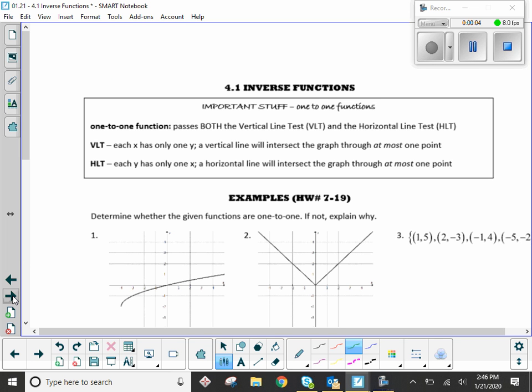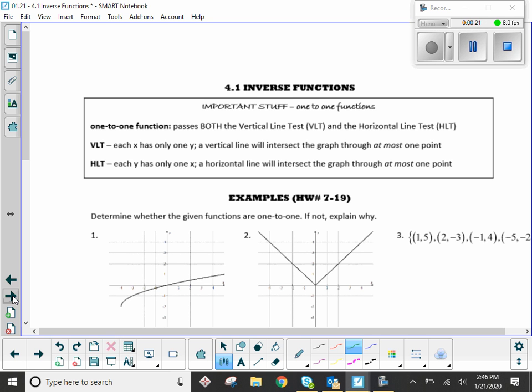Okay, so logarithms and exponentials are inverse functions of each other. Some other inverse functions that we've talked about before are cubic and cube root, for example. Those are examples of functions that are inverses of each other.